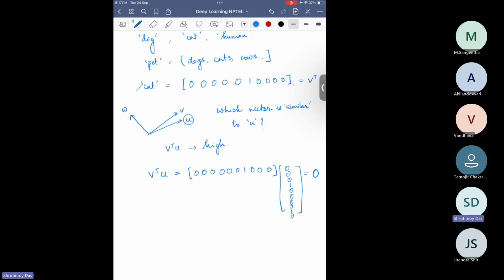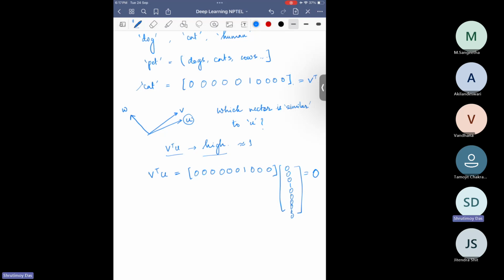So now we have a problem, right? Because we wanted dogs and cats to be similar. So we wanted V transpose U to be high. And by high, we mean that it should be close to 1, say. But now we are getting that this quantity is 0, which is not correct, right? So this one hot representation, even though it is very easy to implement, does not say anything interesting about the data that we have.